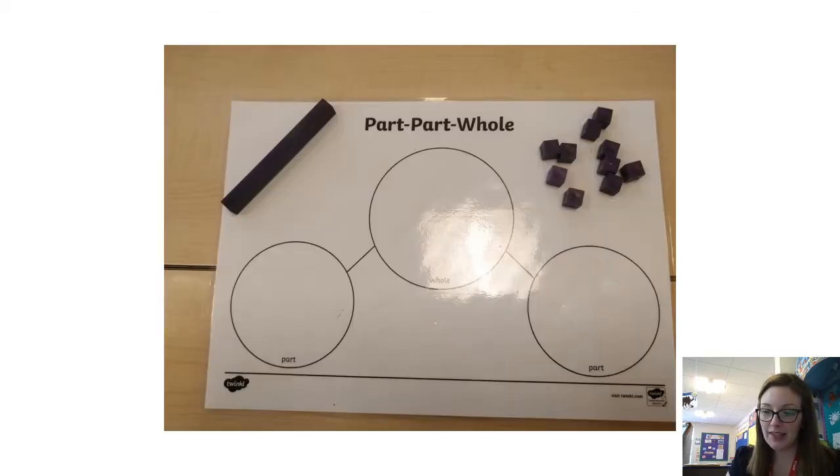So have a look at this picture. You can see a part whole, which you should have in your home learning pack. So you need to go and find that out. You'll need that for today. The other thing you can see in this picture are some Dienes. Now, Dienes are things that are really helpful when we're learning about our numbers, especially our tens and ones, because you can see in that picture there is something that looks like this, and this is a stick of 10.